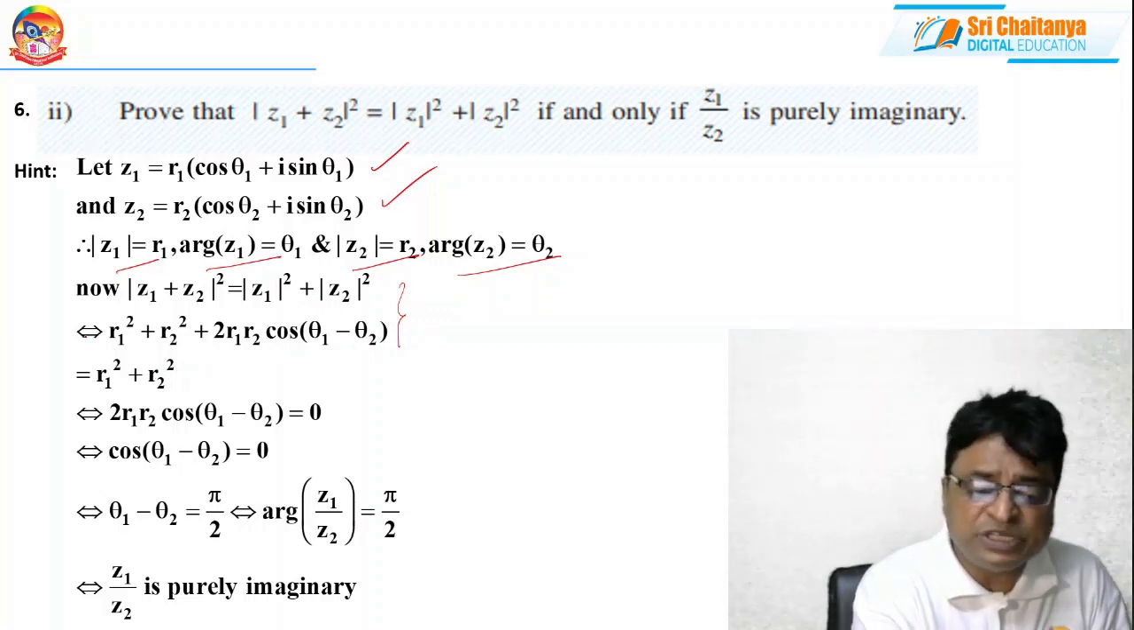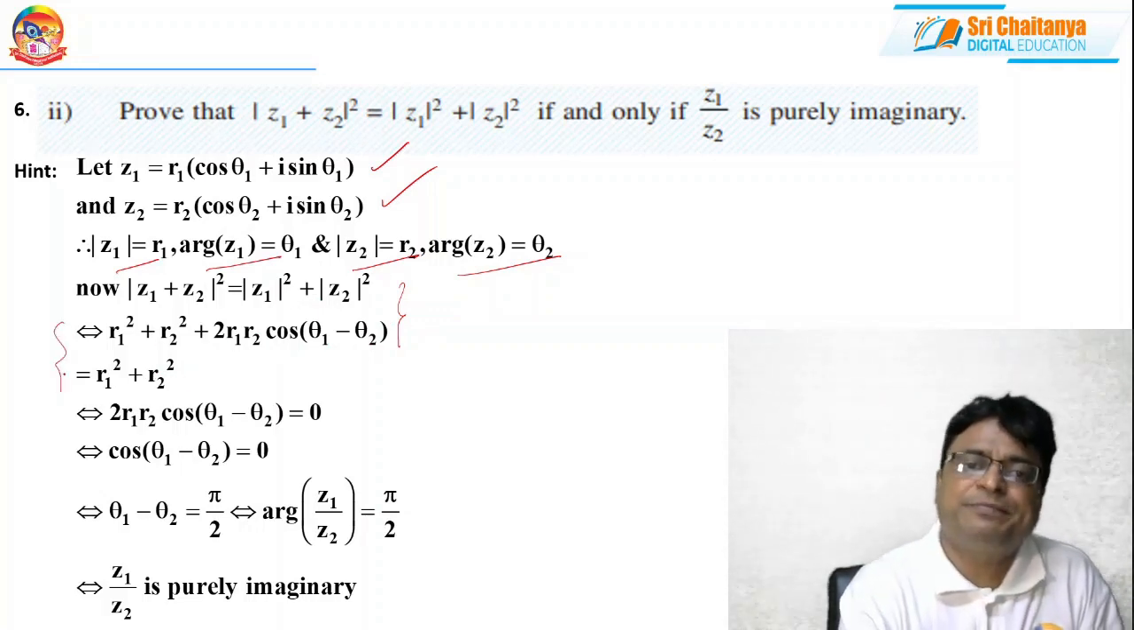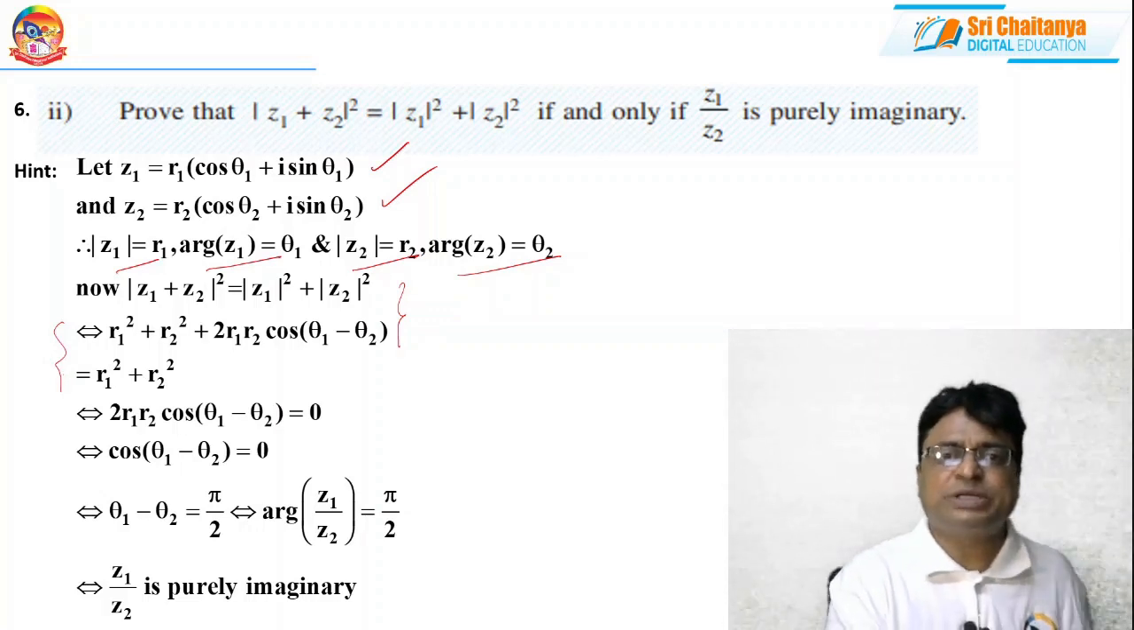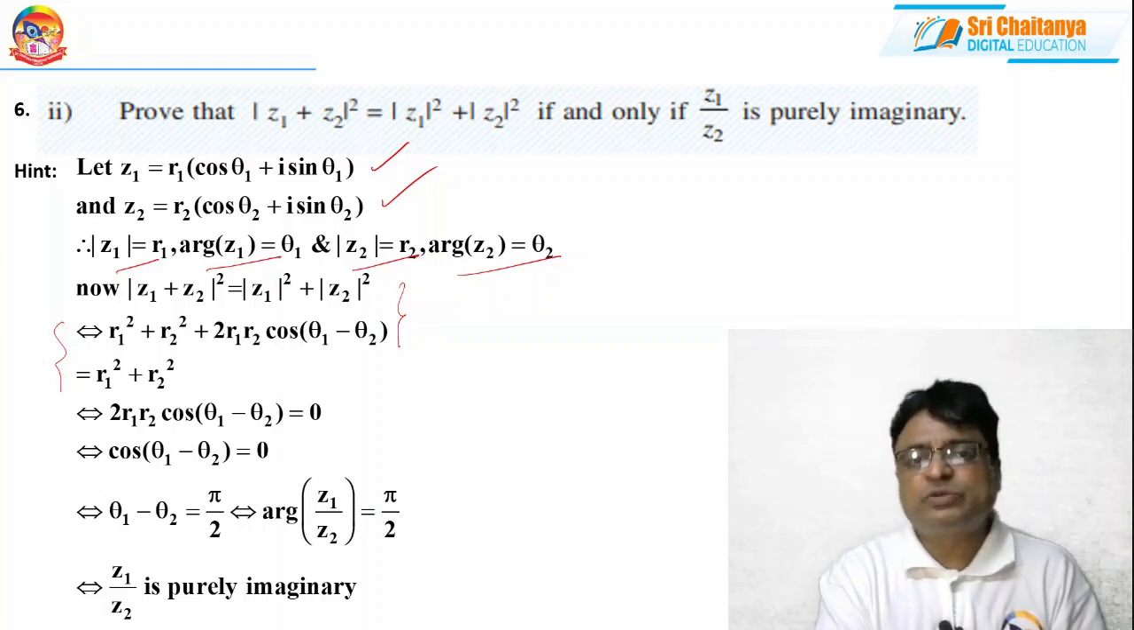How to get it? Please verify, please check our previous video. Or better, mod Z1 plus Z2 whole square, you can write it as what?